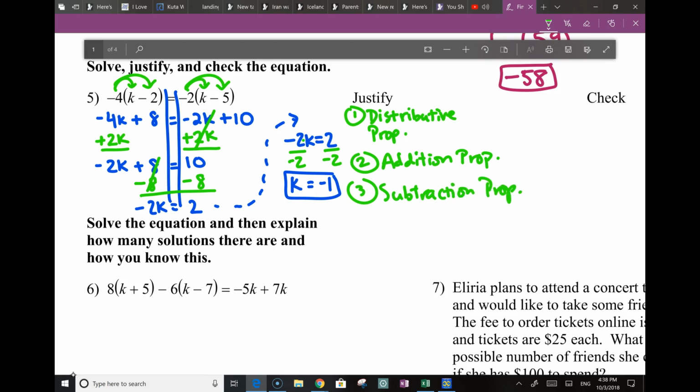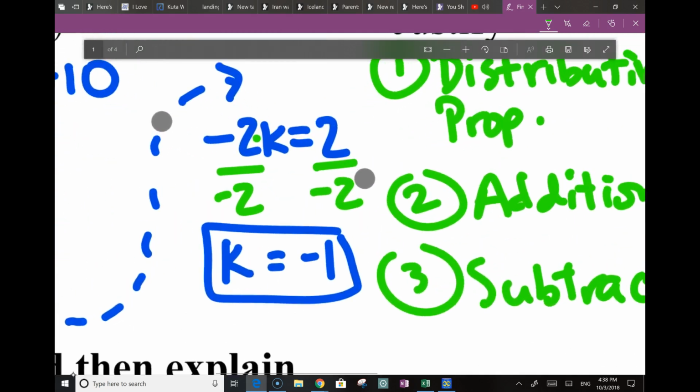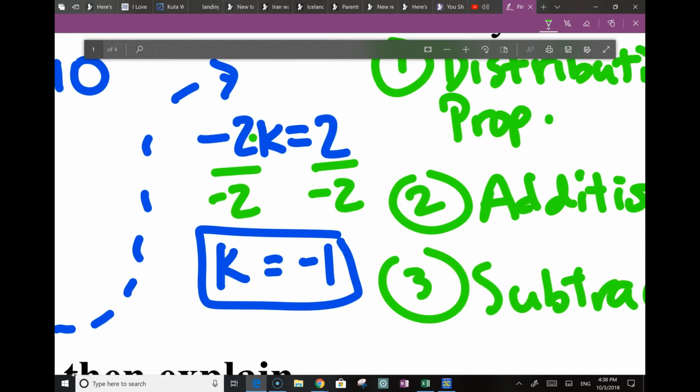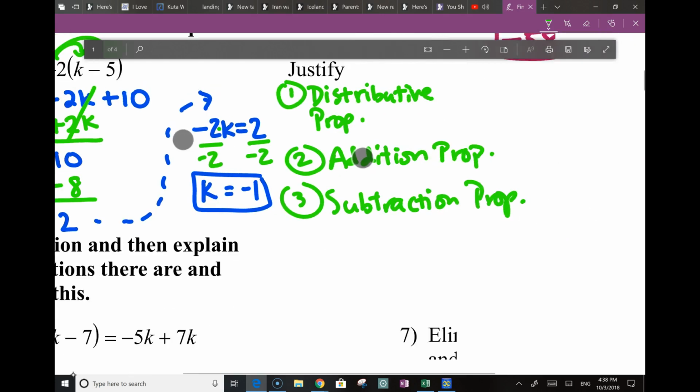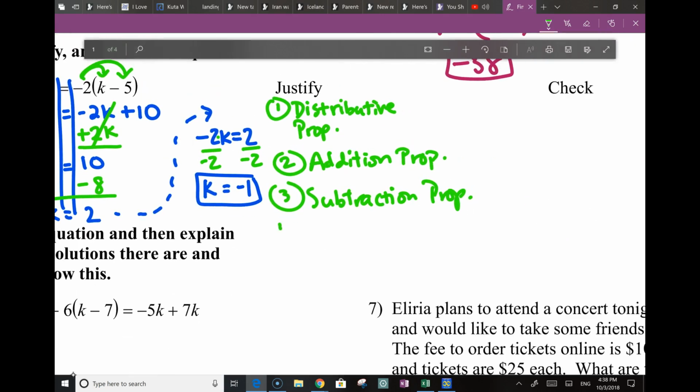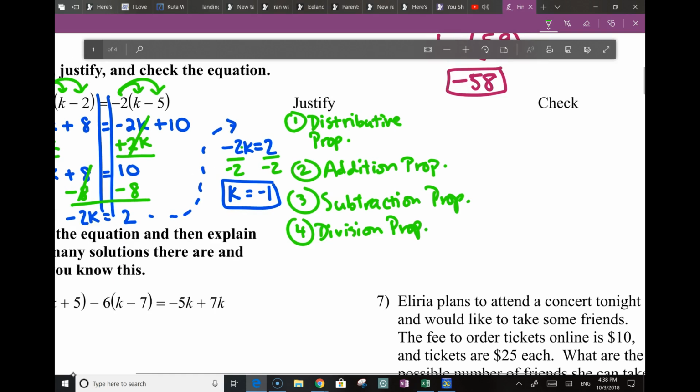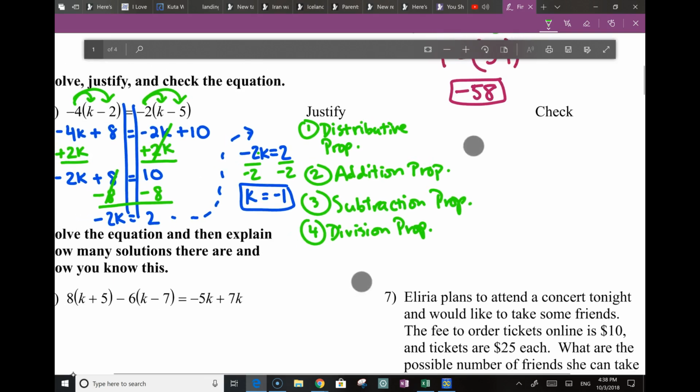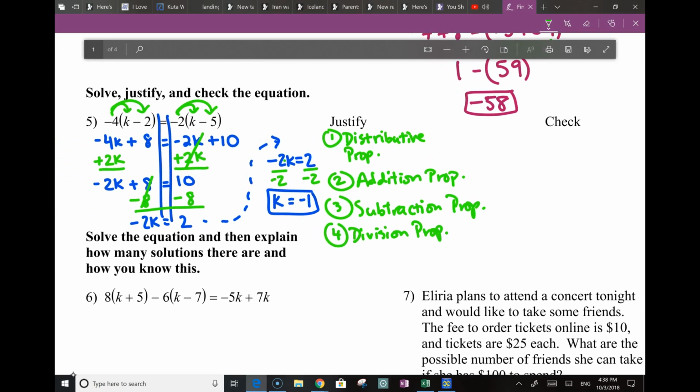And then the final step we did was right over here, and this is where we divided both sides by -2. So this is simply called the division property. Division property. And there, justification is completed. The trick to doing these is just follow your steps one by one. Be organized, because that really does make a huge difference.